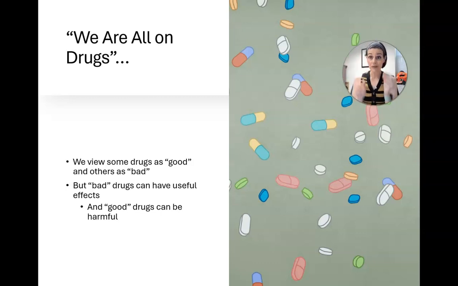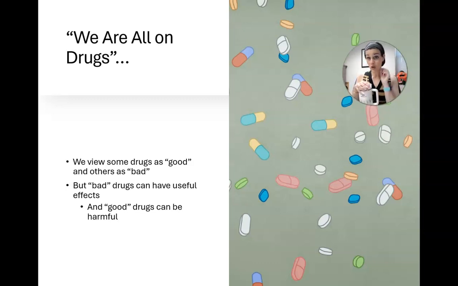So especially when I was growing up, I would hear, especially in the 1980s, and y'all, we're going to talk a lot about drug policy in the 1980s, the 70s and the 80s, the so-called war on drugs. But when I was growing up during that time, good drugs were those that were prescribed by a doctor. Bad drugs were those that you got off the street. But one of the things that we find is that bad drugs can have useful effects.